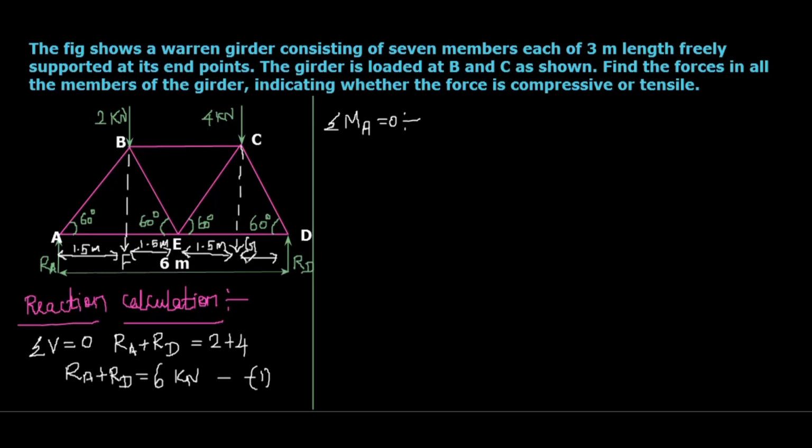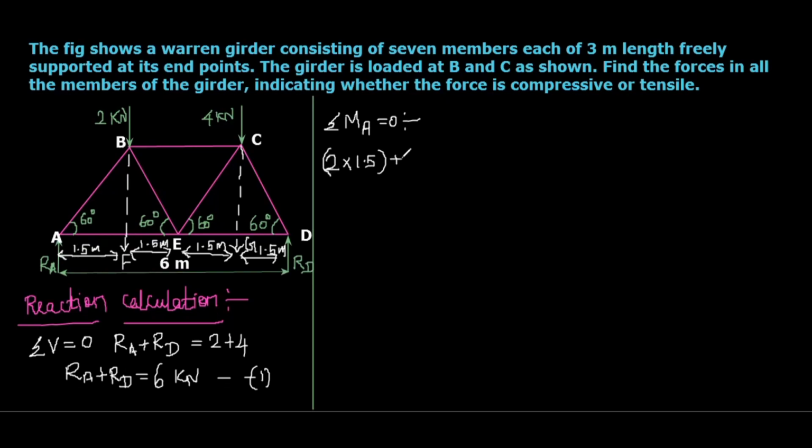So here, when I'm going to take moment about the first point A, the moment made by the upward reaction force will be eliminated. Then we can say this 2 kilonewton, which is acting along the point B or point F, will be a downward force here. With respect to the point A, this 2 kilonewton multiplied with 1.5, that will be in clockwise direction. So 2 multiplied with 1.5.